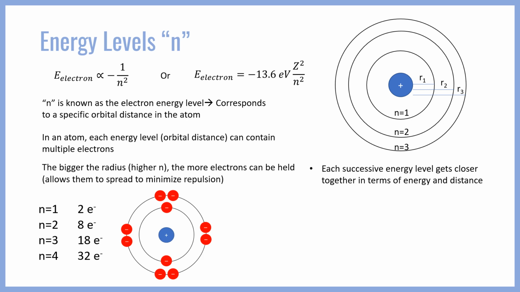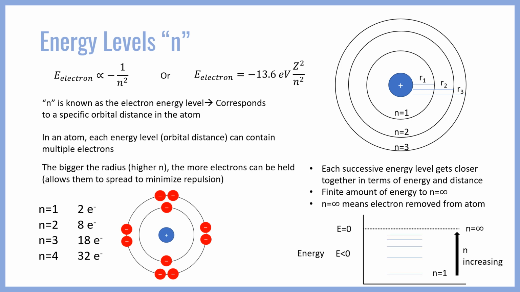Another caveat is that the distance between energy levels actually gets closer, or somewhat closer, as the energy levels increase. So the distance between, say, 3 and 2 is going to be smaller than the distance between 2 and 1. The reason is that there's a finite amount of energy needed to get to n equals infinity, or the infinite energy level, where the potential energy of the atom, I should say, is equal to 0. That will mean that when an electron reaches n equals infinity, it will have been removed from the atom for all intents and purposes.